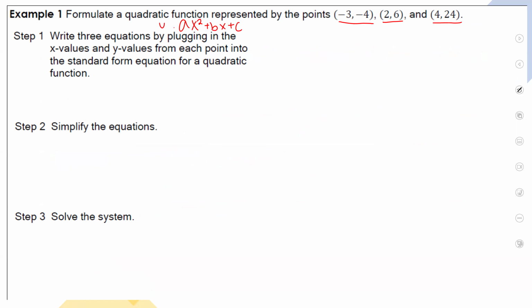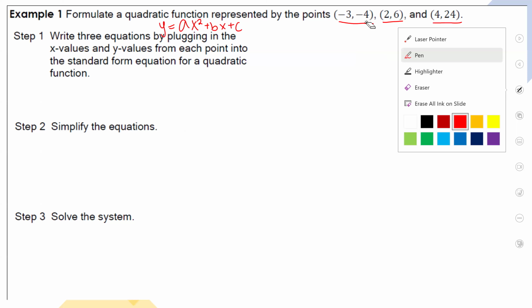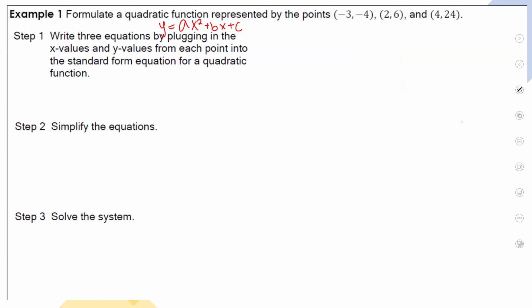And it's y equals. Okay. So we're going to plug our points into the standard form. Go ahead and label each point as this is your x value, this one's your y value. This is x, this is y. This one's x, this one's y.